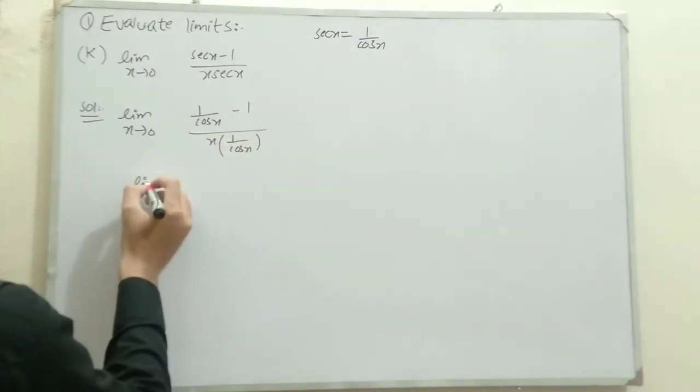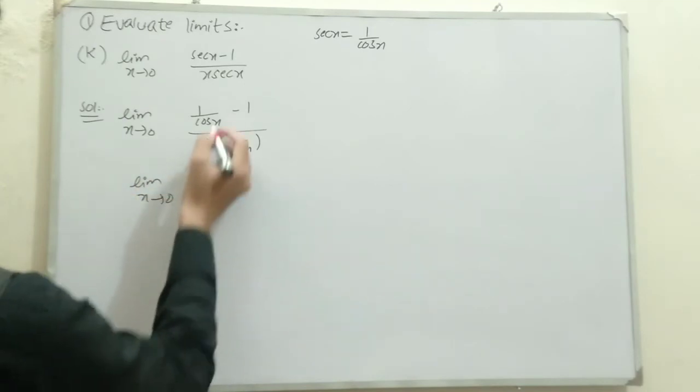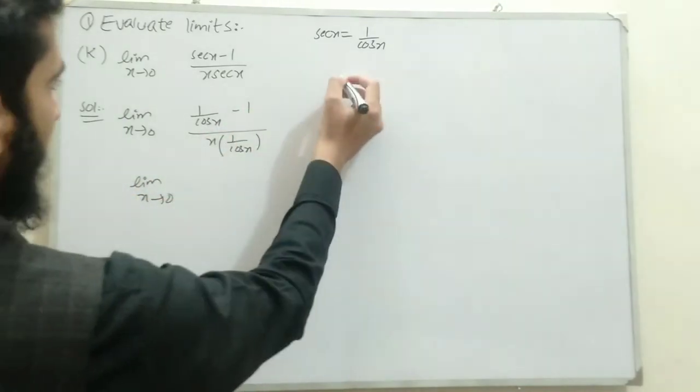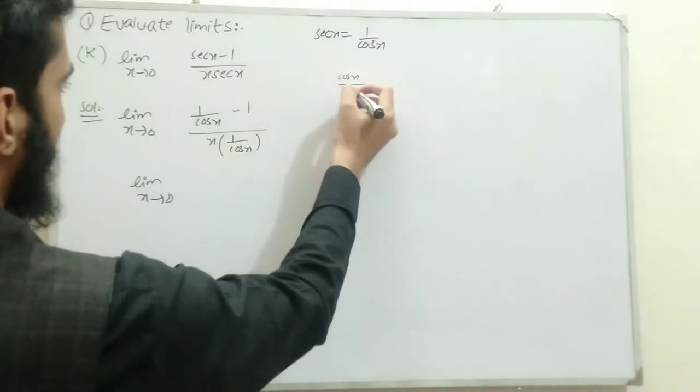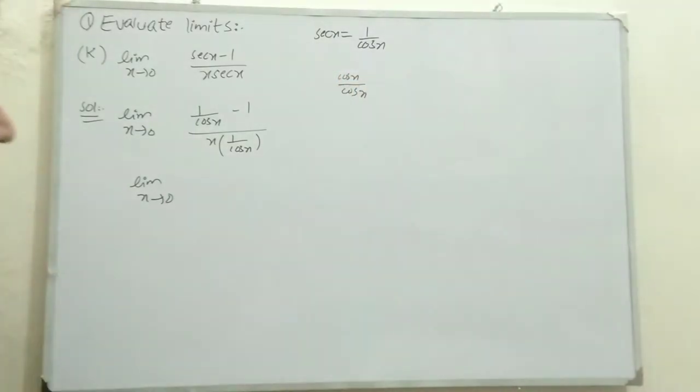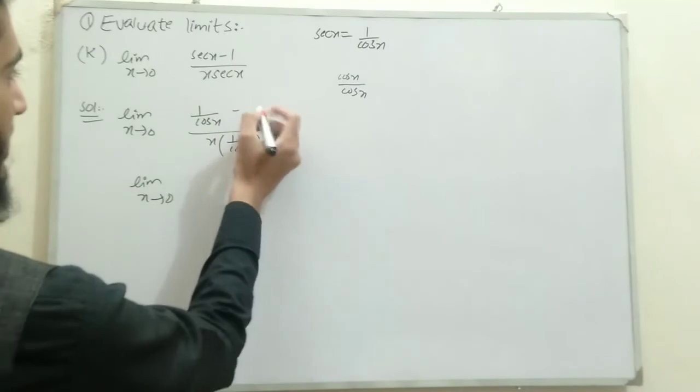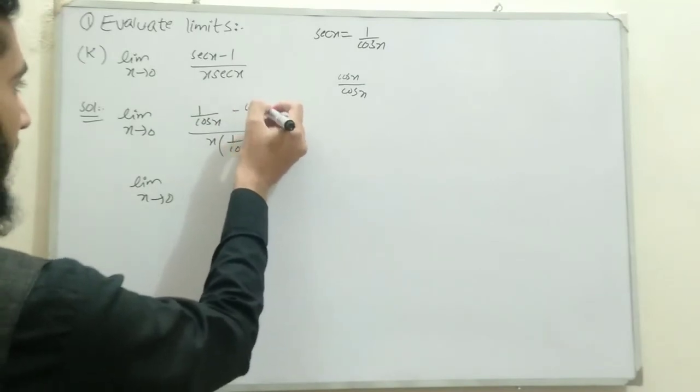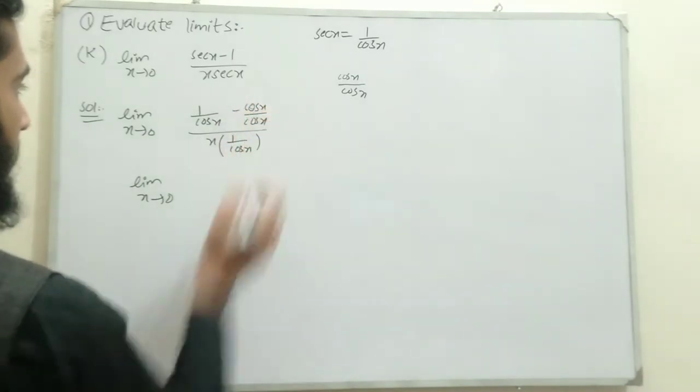After this, limit x approaches 0, we can write 1 as cos x divided by cos x, because cos x divided by cos x again gives the value 1. So we can write 1 as cos x divided by cos x.